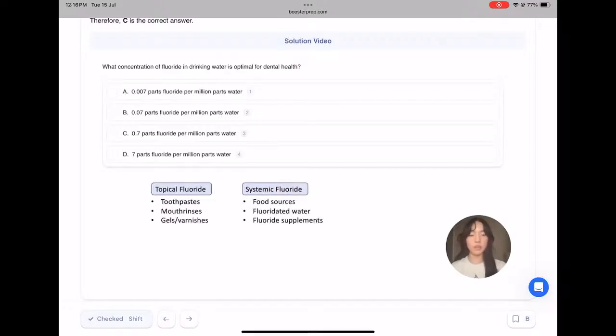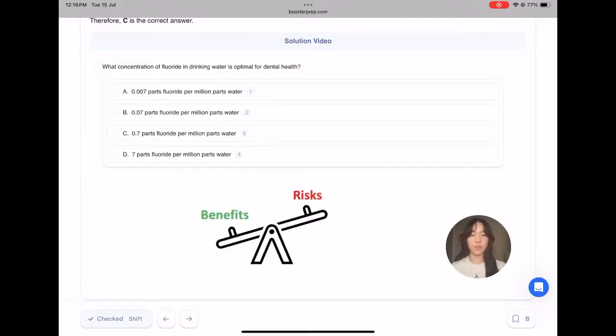Fluoride can be found naturally in many sources of fruits and in water, but community water fluoridation is one of the most effective ways to ensure that populations are all receiving access to some sort of fluoride. That being said, the level of fluoridation that can provide benefits to reduce tooth decay is likely higher than the level that would be optimal for dental health, but we do have to consider the risks and benefits.